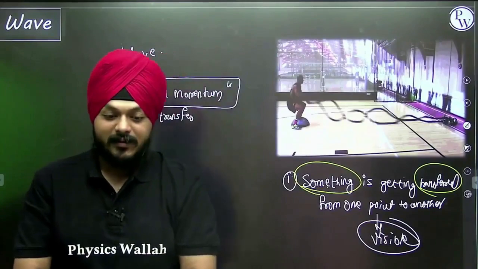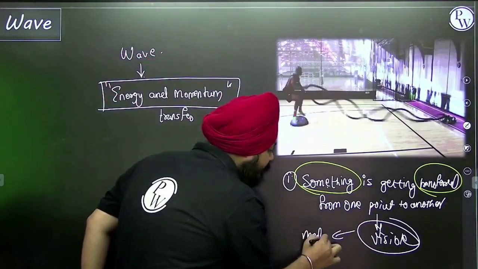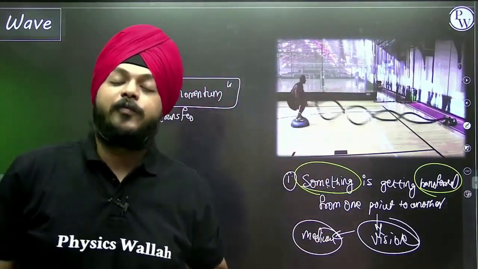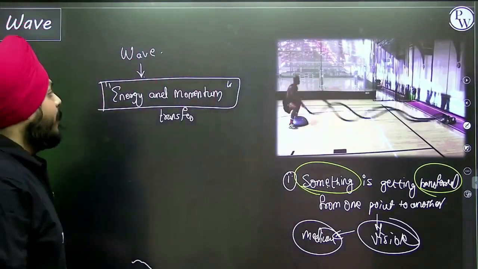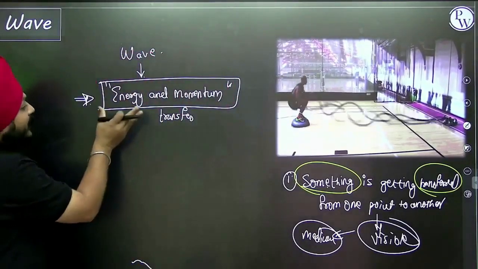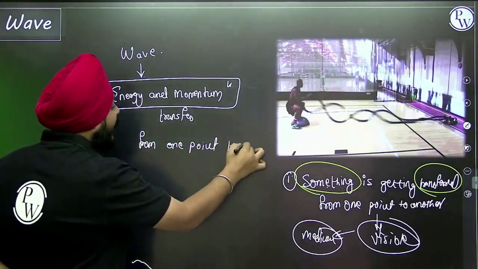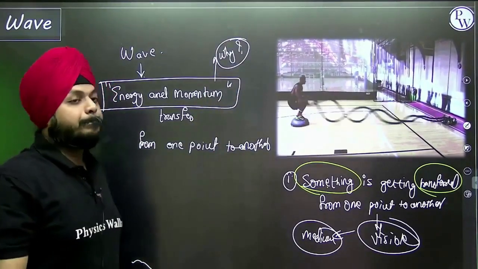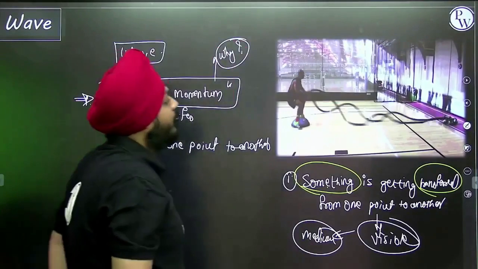So that's not fair, so I have to tell you in front. If they are visible, it means there is a medium in front, and that medium is visible. In that medium, if energy and momentum are getting transferred from one point to another point, we can say yes, things are visible in front of us. At the very initial point, at the beginner's level, we can say a wave is nothing else but an energy and momentum transfer from one point to another point. On the next slide, I am going to discuss why. So, it's a very simple definition that you have kept in front.